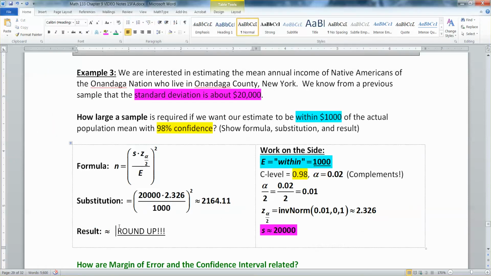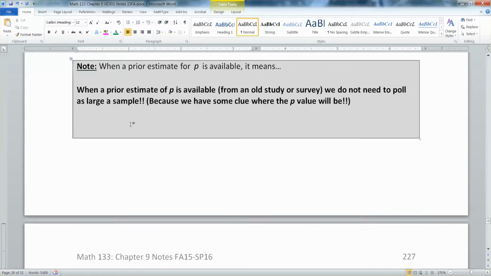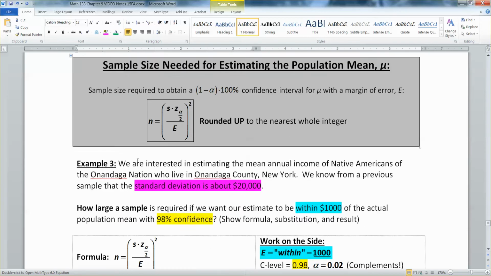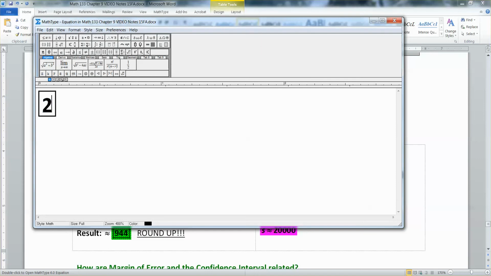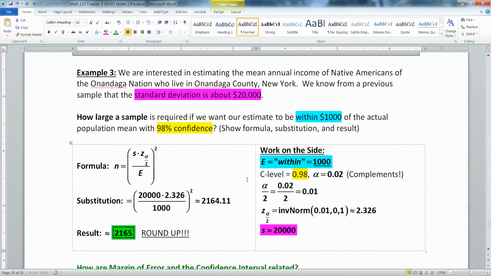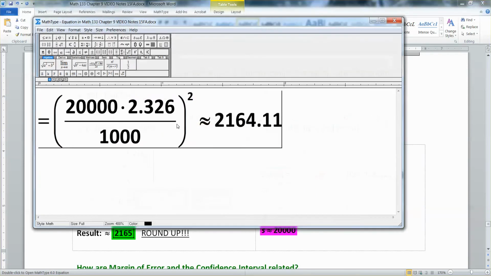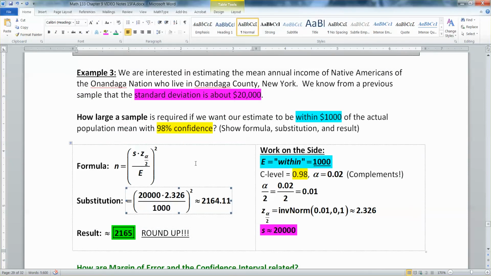And just like before, I'm going to need to round up. So I need to make it 2165. I know it seems weird because you're not doing regular rounding, but the problem is that if you cut off the 1 and go with 2164, you won't have the 1,000 error that you want. You'll have 1,002, say, and that's not what you're looking for. You can't get the precision, your margin of error, that you want if you round down. So you must round up on all these problems.